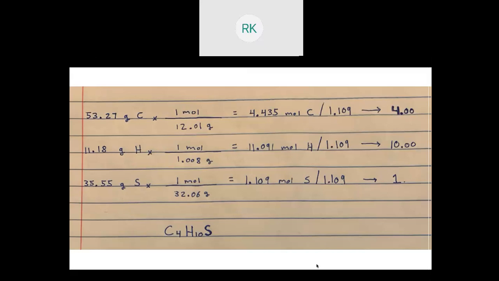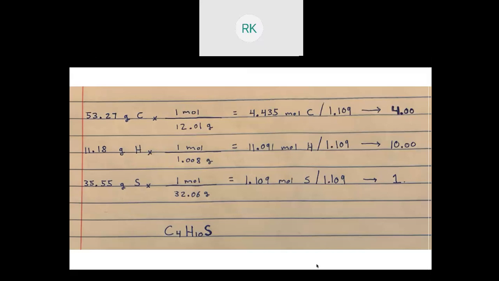Okay, your next step is always to convert from grams to moles. So we do this for each atom respectively. And so for carbon, we have again about 53 grams, and its molar mass is 12.01 grams per mole. So doing this math, I find that we have 4.435 moles of carbon. When I do the math for hydrogen, I find that we have 11.091 moles of hydrogen. And when I do the math for sulfur, we have 1.109 moles of sulfur.